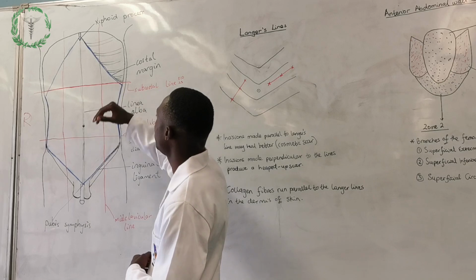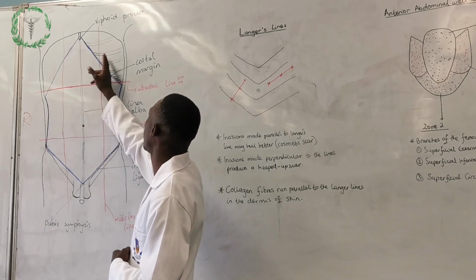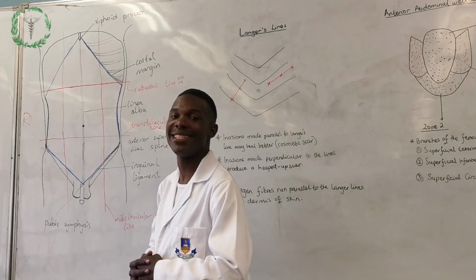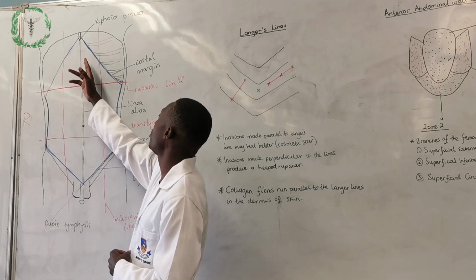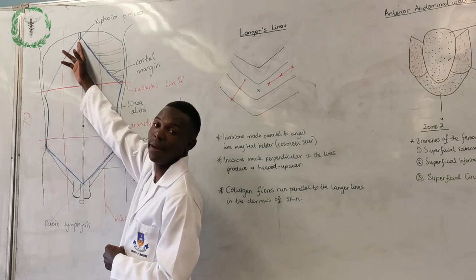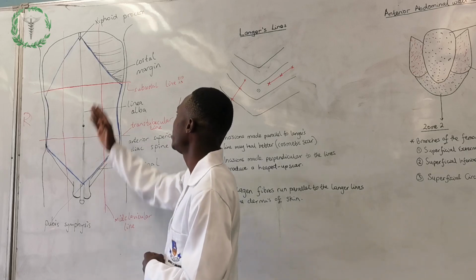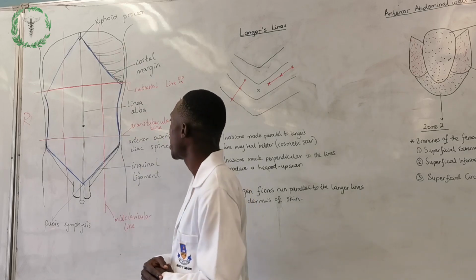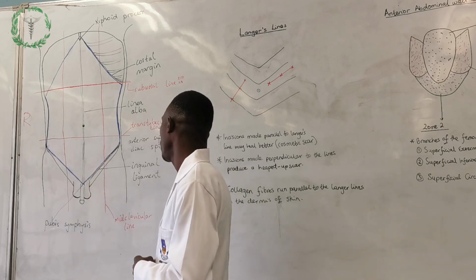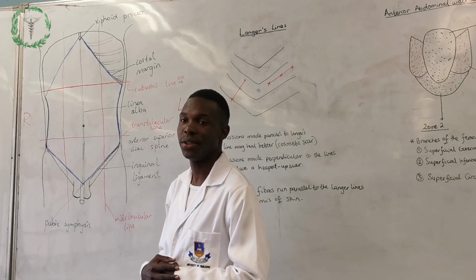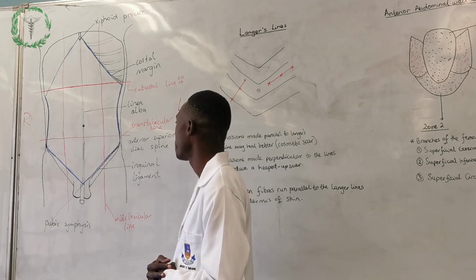Superiorly, we have these boundaries. We have the costal margin, which is made up of ribs 7, 9, and 10, and then we have the xiphoid process here. Then inferiorly, as we can see here, we have what we call the inguinal ligament. We are going to dwell much on this when we talk about the inguinal canal.